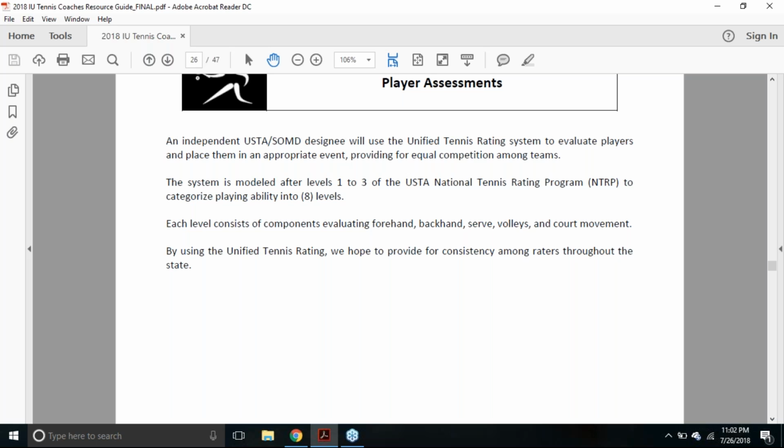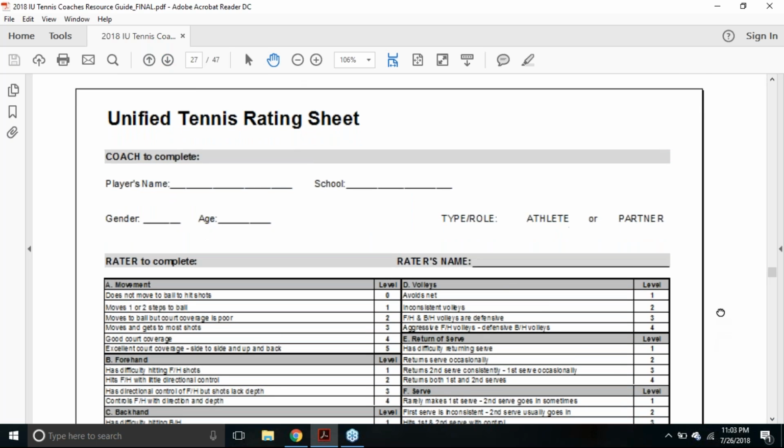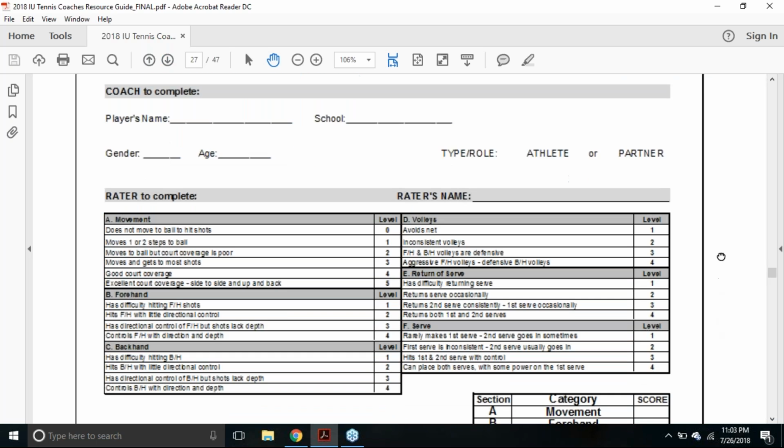The system is modeled after levels 1 to 3 of the USTA National Tennis Rating Program to categorize playing ability into 8 levels. Each level consists of components evaluating forehand, backhand, serve, volleys, and court movement. By using the Unified Tennis Rating, we hope to provide consistency among raters throughout the state. This is what the Unified Tennis Rating Sheet looks like.